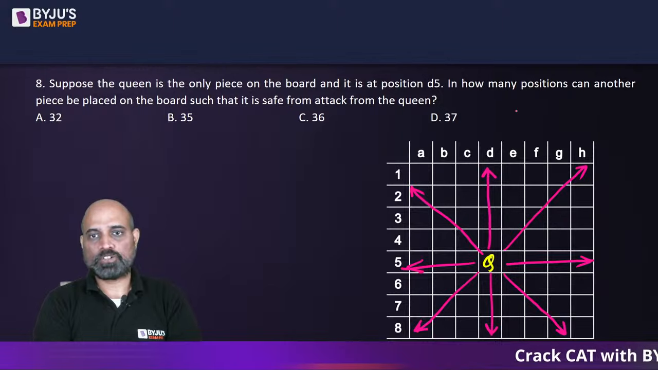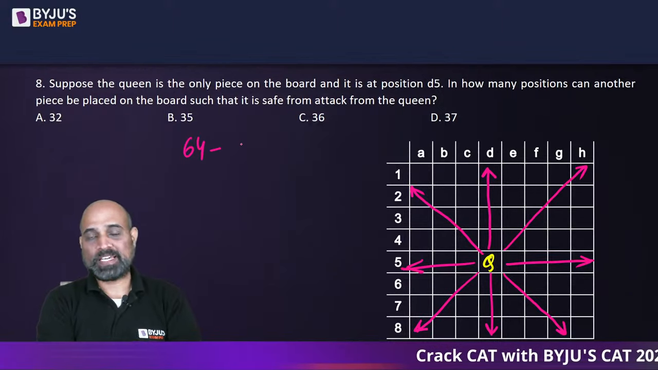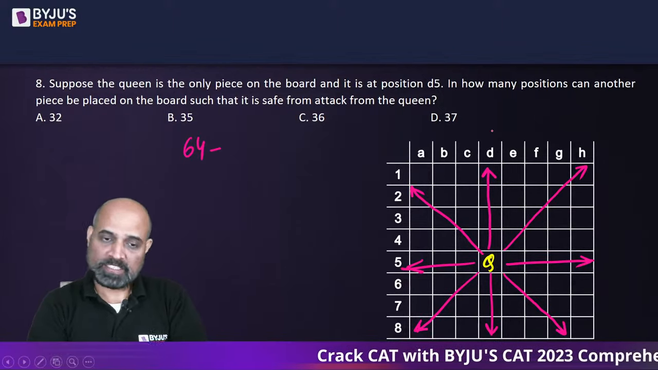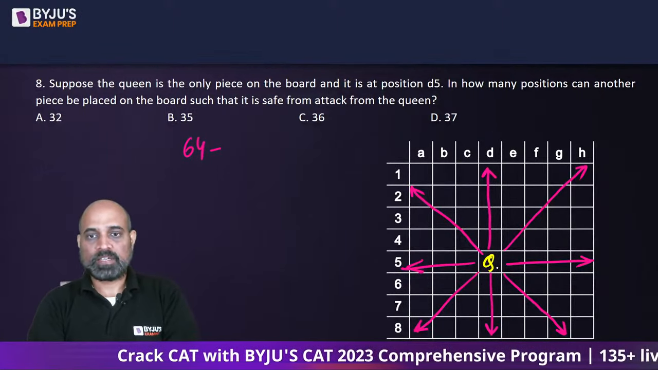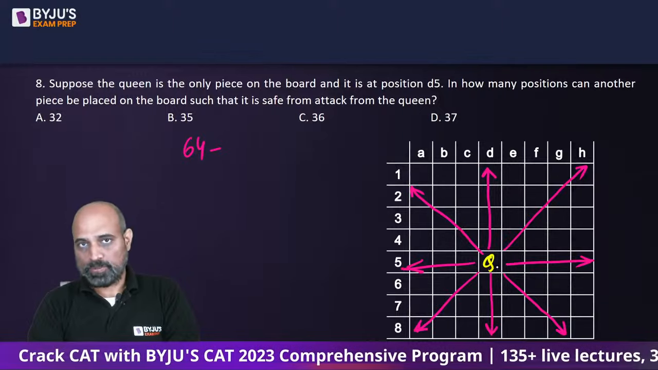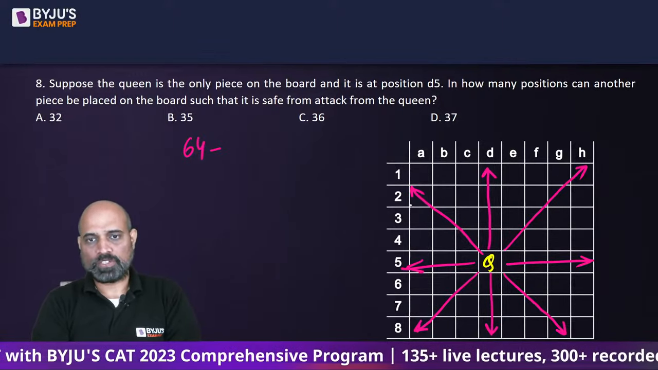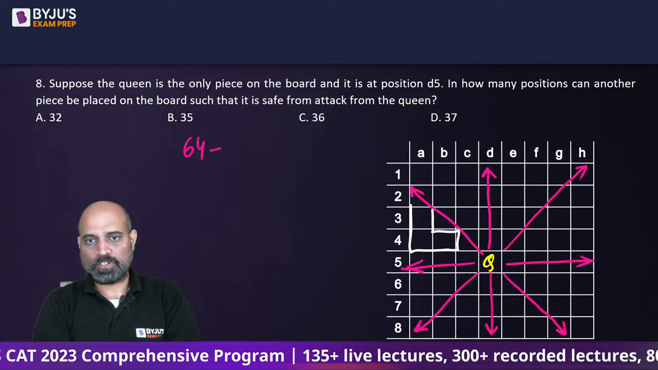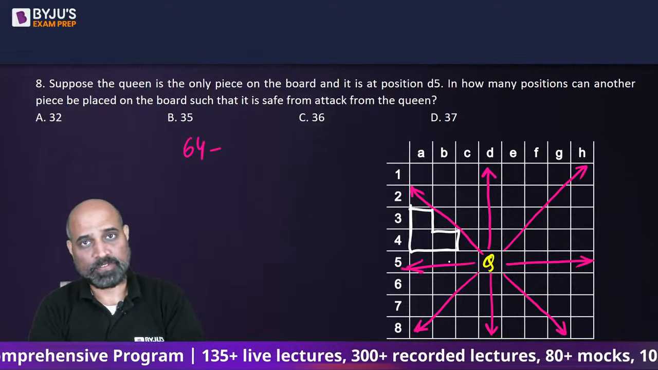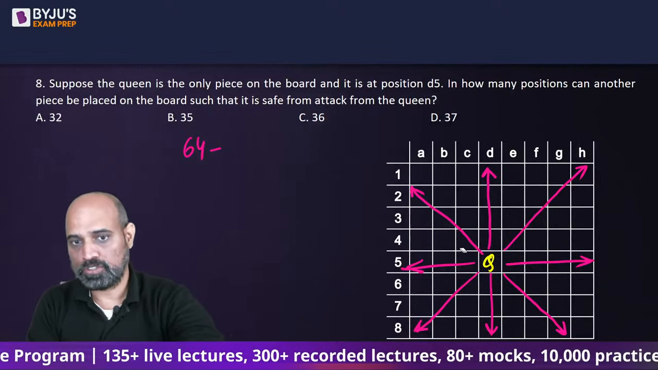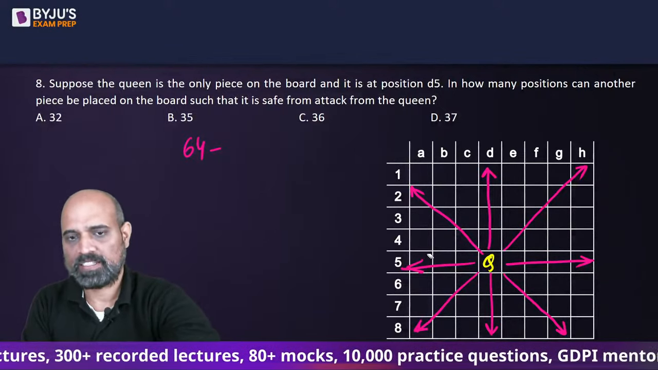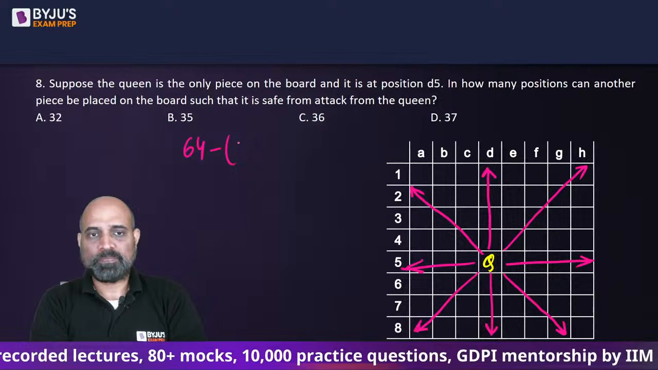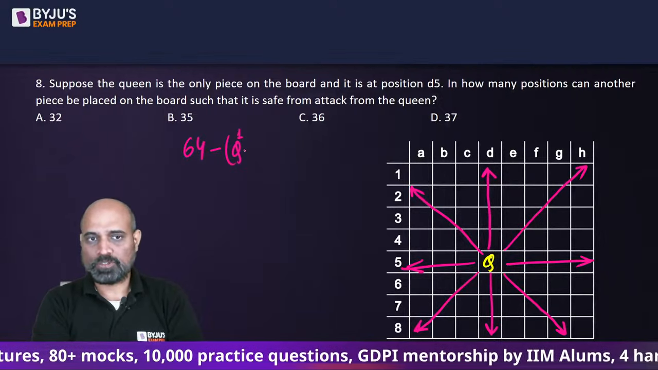Can we say out of a total of 64 places, the number of places where we can't put a piece is... Well, one is this queen itself, okay. So there are two ways to solve this. One is count the number of cells where the pink lines have not crossed, or from the total, let's subtract the cells that are crossed. Either will work. So one place is where the queen is already there.